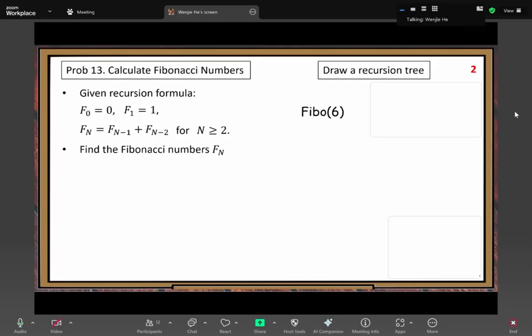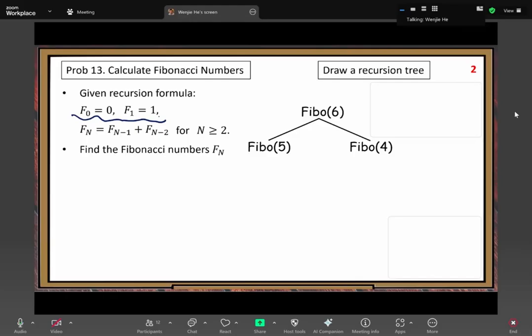So we want to see, in order to calculate Fibo of 6, how many intermediate temporary numbers we need to calculate. First, you need to know Fibo of 4 and Fibo of 5, right? These two intermediate numbers you need to know. But they are not given, because from the base numbers you only have Fibo of 0 and Fibo of 1 given. Fibo of 4 and Fibo of 5 are not given.